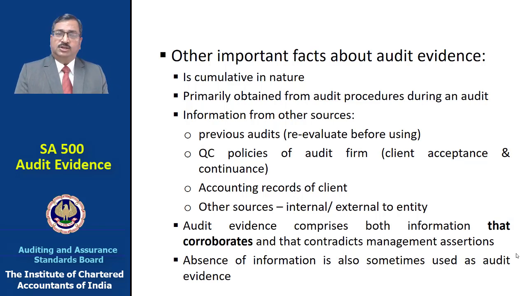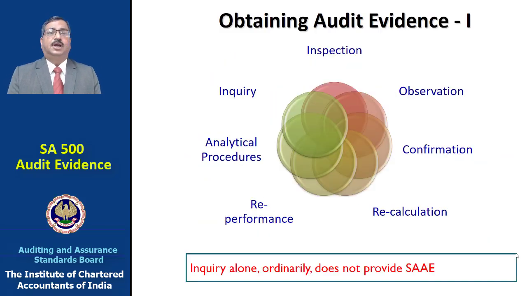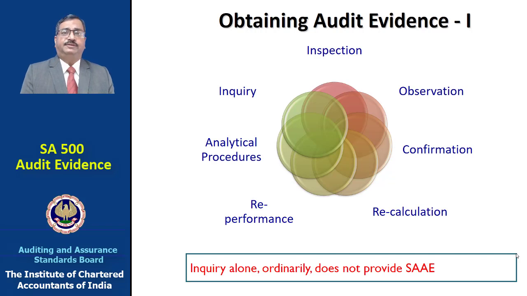Both are important. Not only that, absence of information is also sometimes used as audit evidence, because you may have called for some confirmation from an external party which is not received. There may be a possibility that a particular transaction may not be appropriate, or it may not be convenient for the third party to confirm, and therefore absence of information is also sometimes used as audit evidence. This is a pictorial form of the various aspects we have to consider as auditors while obtaining audit evidence.